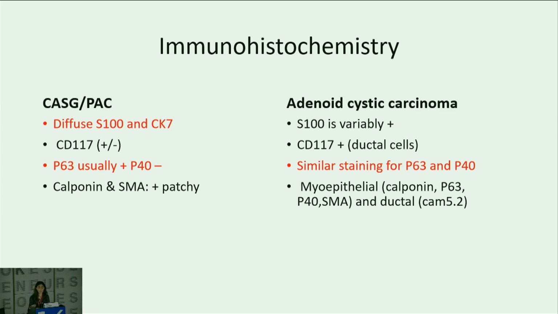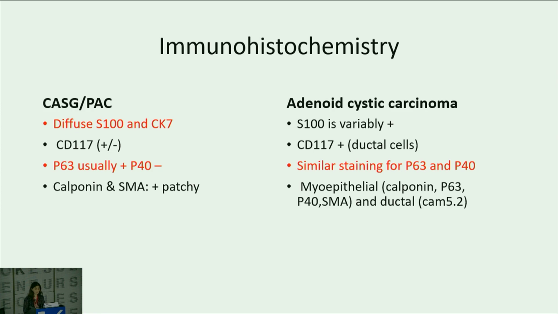Adenoid cystic carcinoma shows variable staining for S100. CD117 usually stains the ductal part of adenoid cystic carcinoma. In cribriform adenocarcinoma and polymorphous adenocarcinoma, it may have variable staining. It can be focal or negative. There is a unique staining pattern of P63 and P40 in polymorphous adenocarcinoma and cribriform adenocarcinoma. The P63 is usually largely or diffusely positive, whereas P40 is negative.